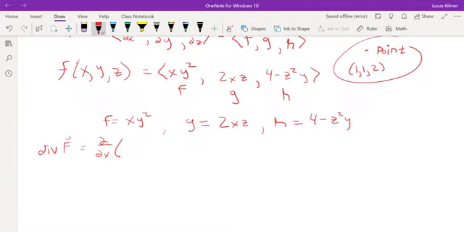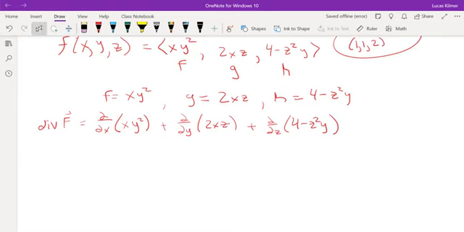So you're only taking it of F, all right? You're going to take the partial with respect to x of xy squared plus the partial with respect to y of 2xz plus the partial with respect to z of 4 minus z squared y. Okay? So now we take that to find the divergence.